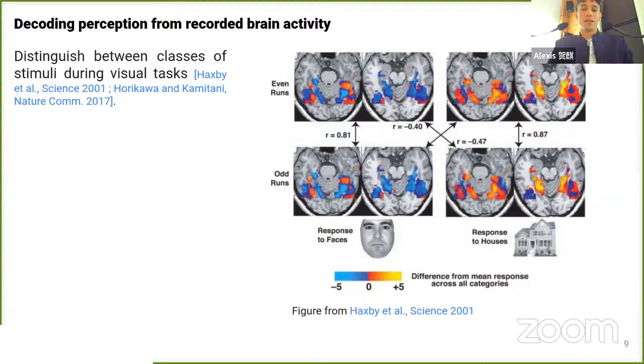And the seminal work of James Haxby in 2001 paved the way towards trying to classify what a person is seeing. So in this particular example, we see images of brain activity when a person is seeing a face or a place. And from these maps of brain activity, we would try and reconstruct and guess what the person is doing.